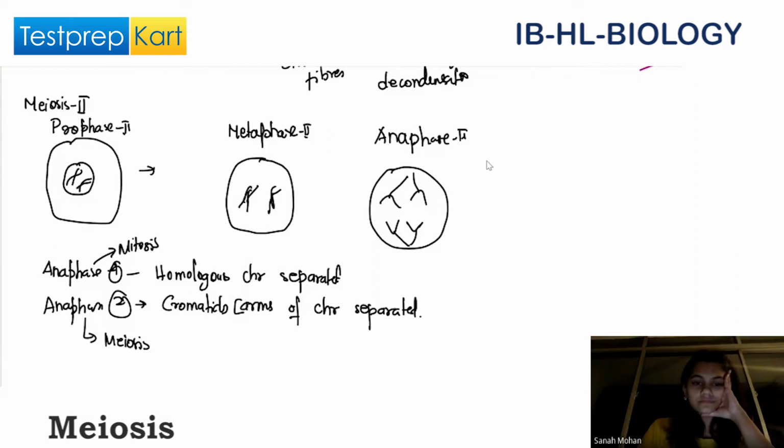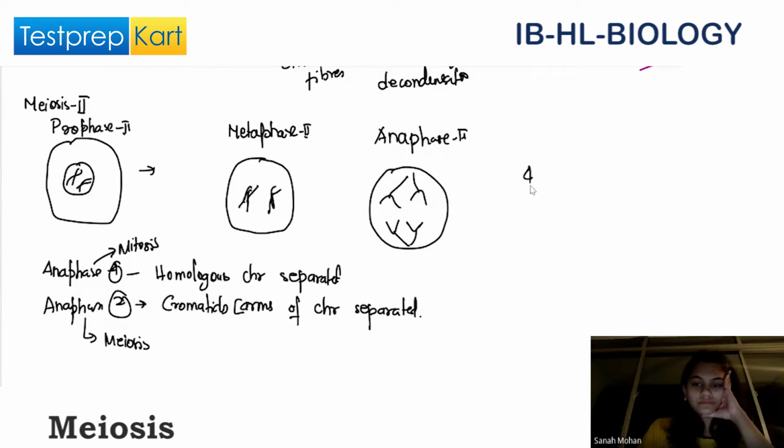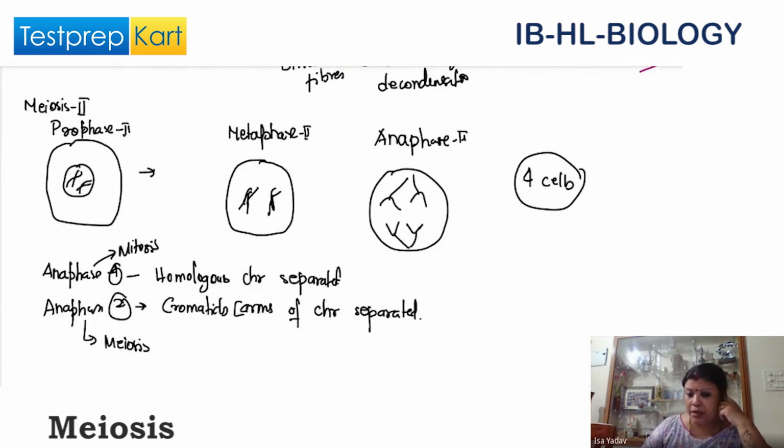Okay. So after anaphase, we'll have the telophase. And in the telophase, we will have 4 cells. At the end of meiosis 1, we had 2 cells. At the end of meiosis 2, we'll have how many cells? 4 cells. This point is clear? Yes or no?